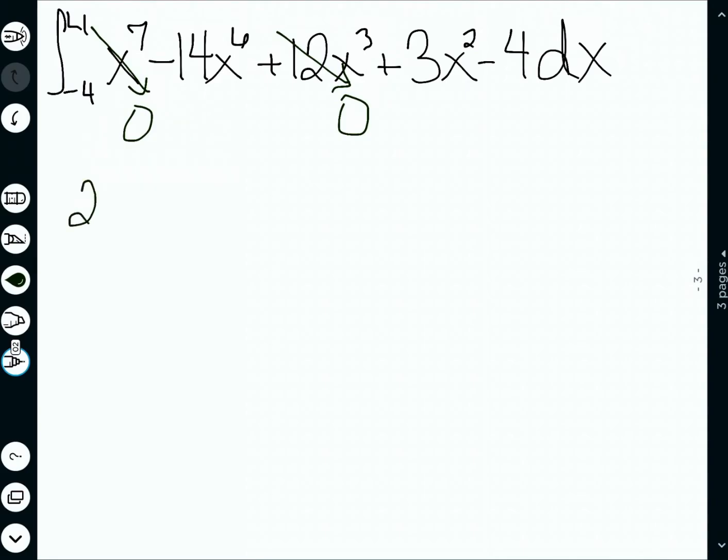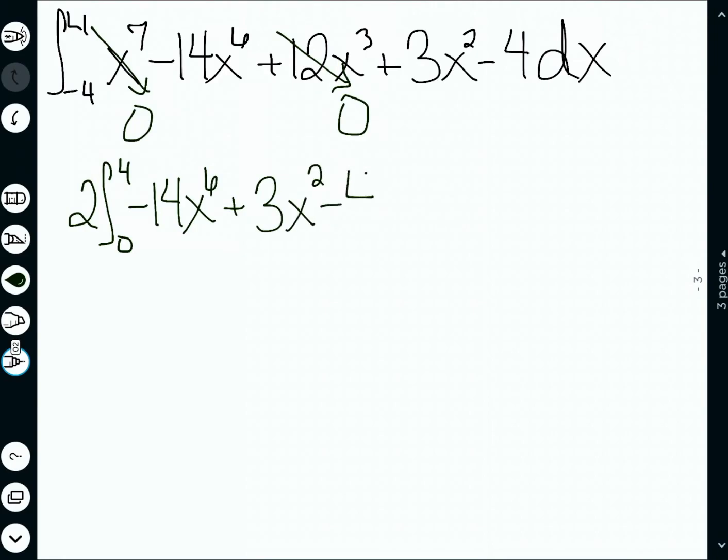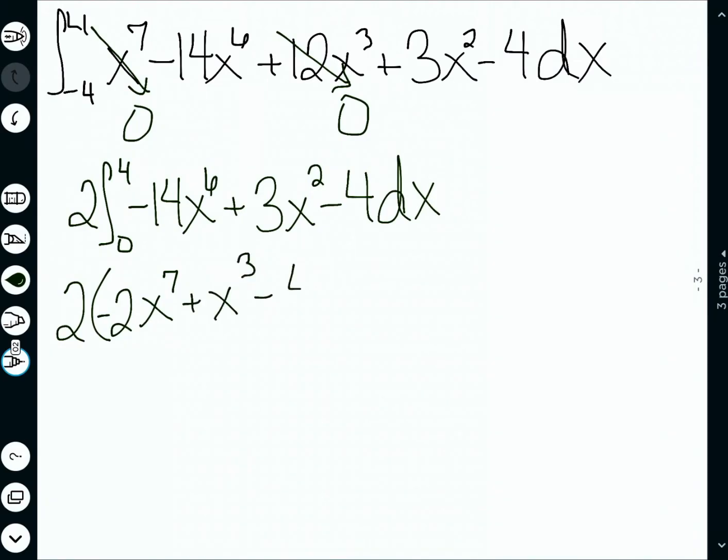So these are now 2 times the integral from 0 to 4 of negative 14x to the 6th plus 3x squared minus 4 dx. So I have already simplified this problem. When I integrate, I add 1 to the exponent and divide. Same thing here, add 1 to the exponent and divide. And the integral of 4 is just 4x. We're taking this between 0 and 4.